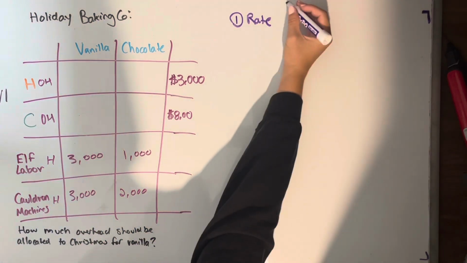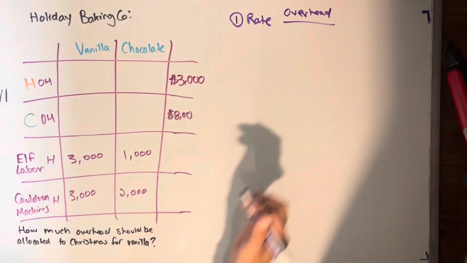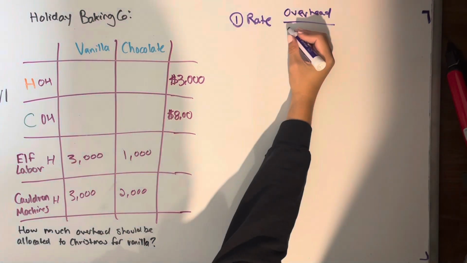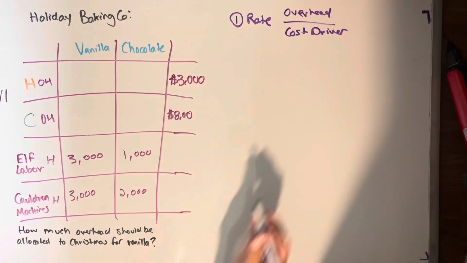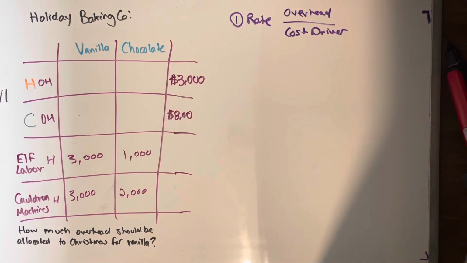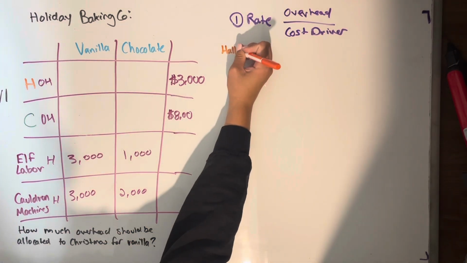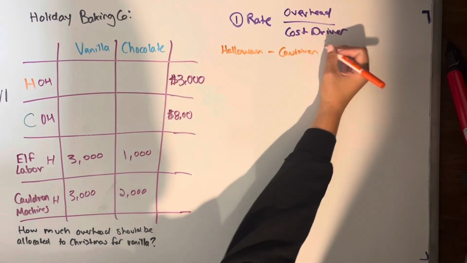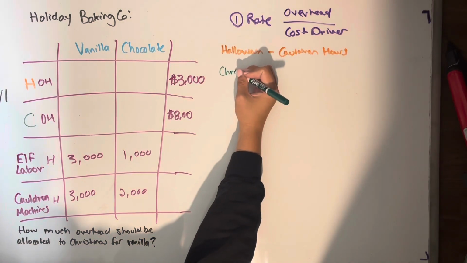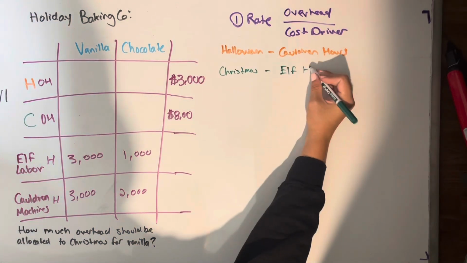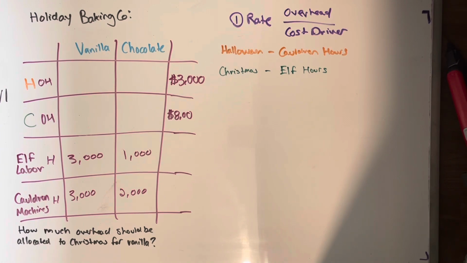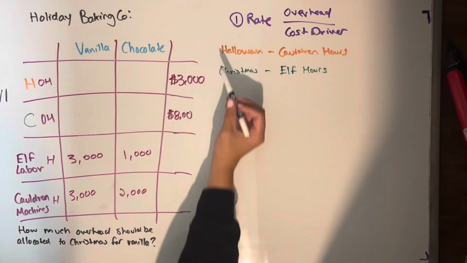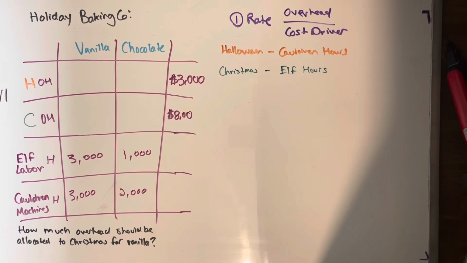So first let's calculate an allocation rate. To calculate an allocation rate, we're going to divide the total amount of overhead by the total amount of the cost driver. Okay, so what is our cost driver though? The cost driver is going to be labor hours or machine hours, but what if it's different for each department? For example, what if Halloween says that cauldron hours are their cost driver, and Christmas says that elf labor hours are their cost driver? Well, this is where the multiple rates comes in. We're going to calculate multiple rates so we can allocate more specifically to each department.